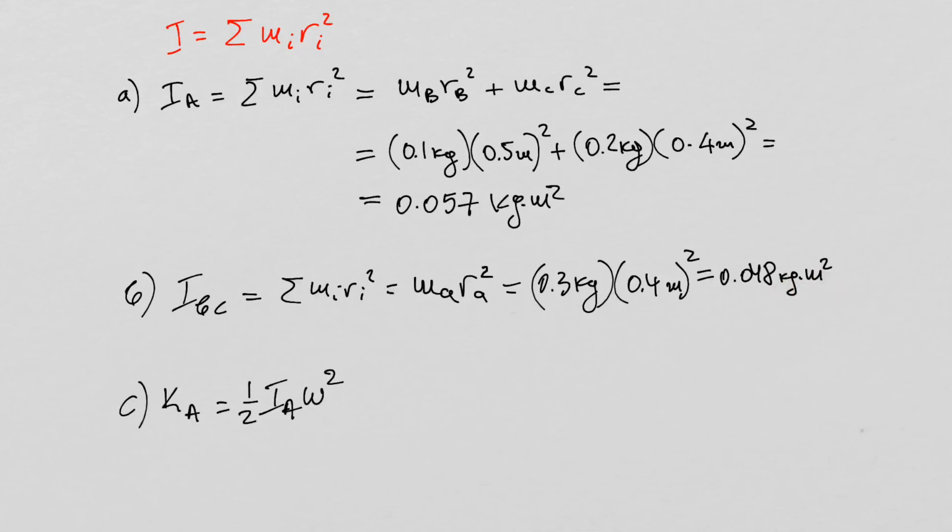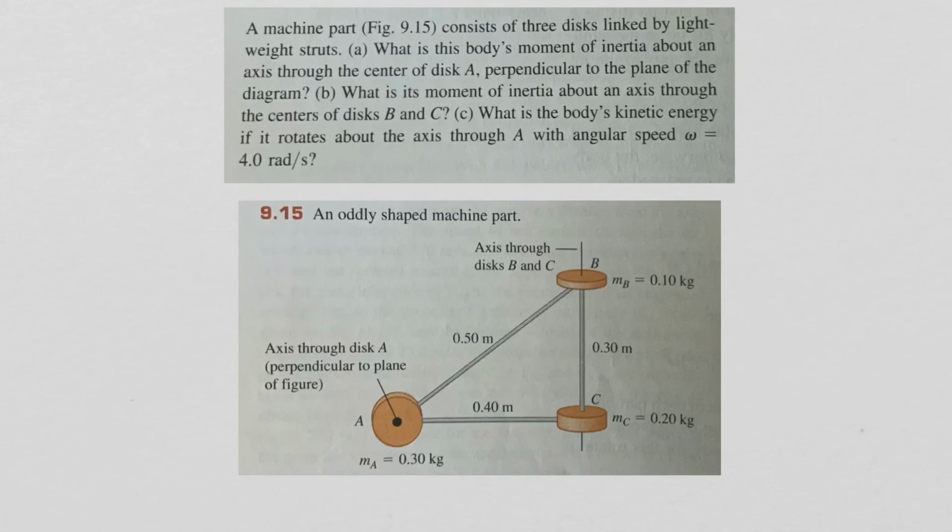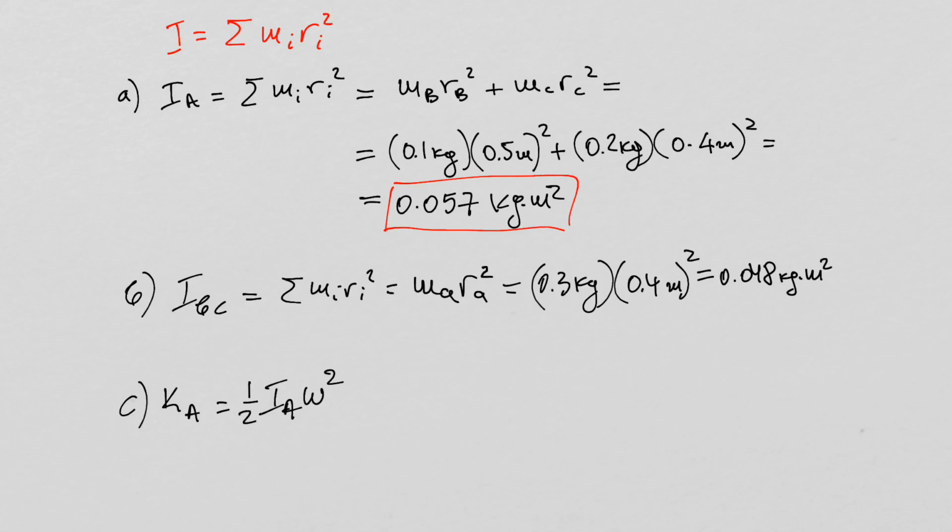The last part of the problem asks to calculate the rotational kinetic energy about the axis that passes through A. So that would be 1/2 IA times omega squared. So I've calculated IA already, right here. And I know the value of the angular speed is 4 radians per second. So therefore, I will substitute these numbers in the formula and find what the answer is.